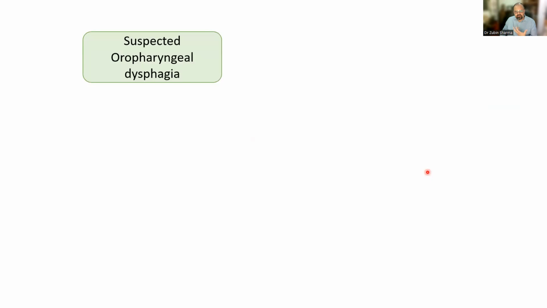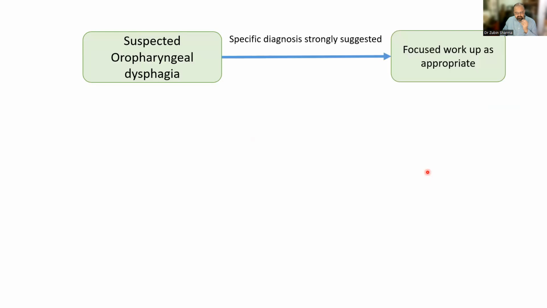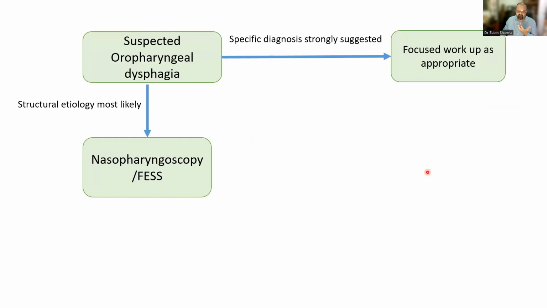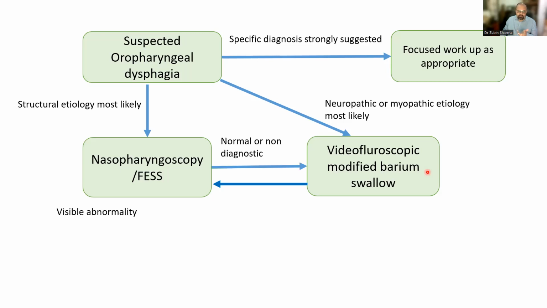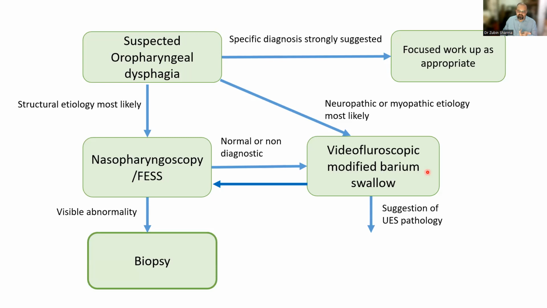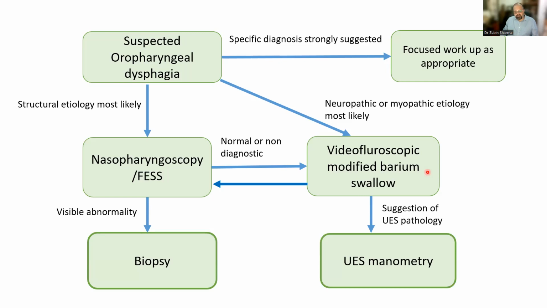Now, just to close in, if you have a suspected oropharyngeal dysphagia, when the specific diagnosis is pretty clear, you can directly go for that focused approach. But in cases where it's not clear, you should think of what can go wrong. If it's a structural anomaly, you do a good nasopharyngoscopy or a FEES. If it's not, you can think of video fluoroscopic barium. Now, these both can interchange depending on difficult or typical cases. Sometimes you may do nasopharyngoscopy first, followed by a barium, or vice versa. This can happen. But if it's a visible abnormality, of course, you will take a biopsy. If not, you think of a UES pathology. In UES pathology, I think the first thing you should do is a UES manometry.